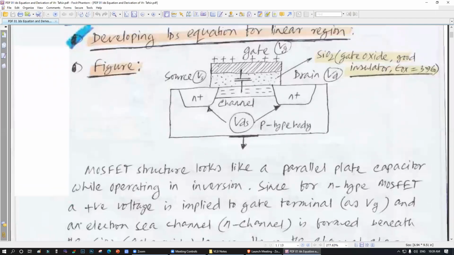Why? Because I have given positive voltage here, that means the positive charge here, and the negative electrons are here, right? So there are two layers. One layer has positive charges, another layer has negative charges. In the middle, what do you have? In between the two charges, what do you have? Insulator, sir. Insulator. So this is exactly like your parallel plate capacitor.